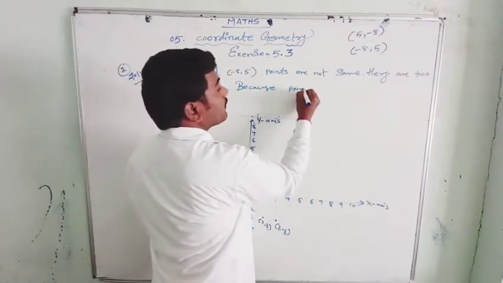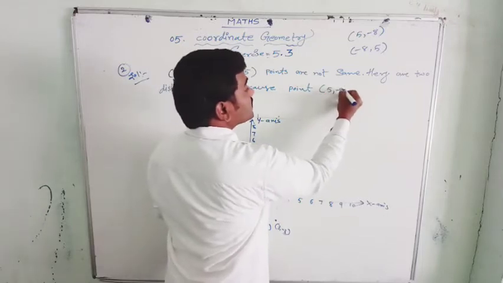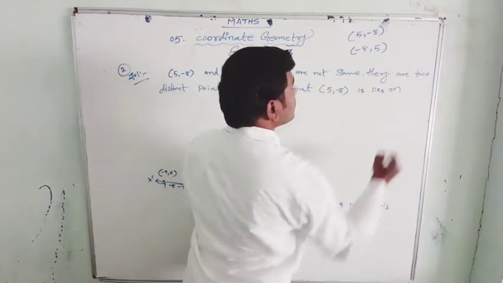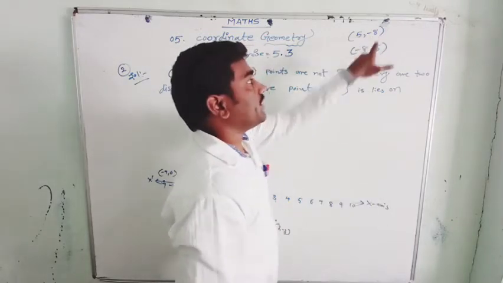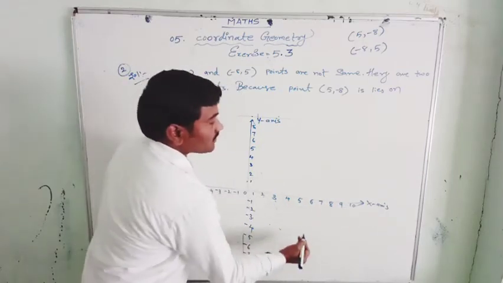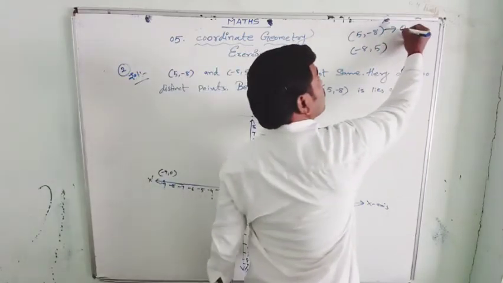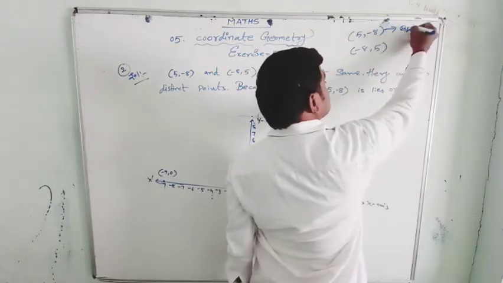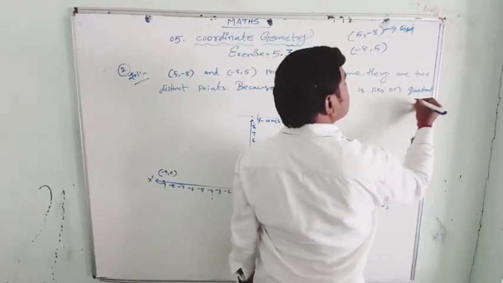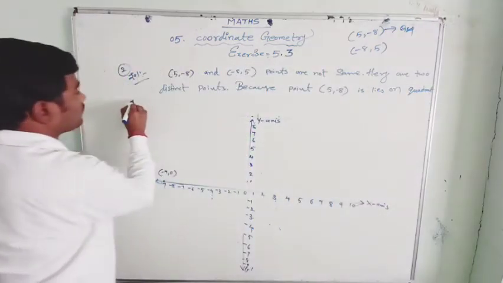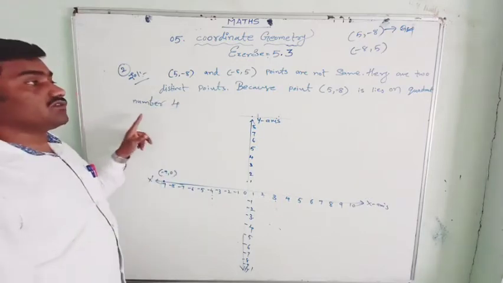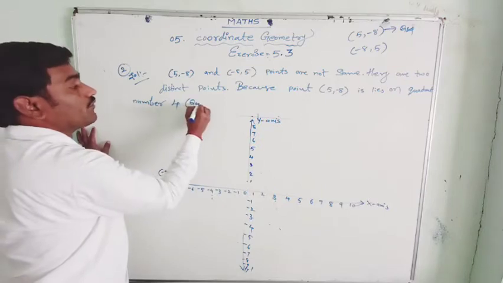point 5 comma minus 8 lies in which quadrant? Positive x-axis, negative y. That means it lies in the 4th quadrant. This is in Q4. Yes, it lies in quadrant number 4. That is Q4.